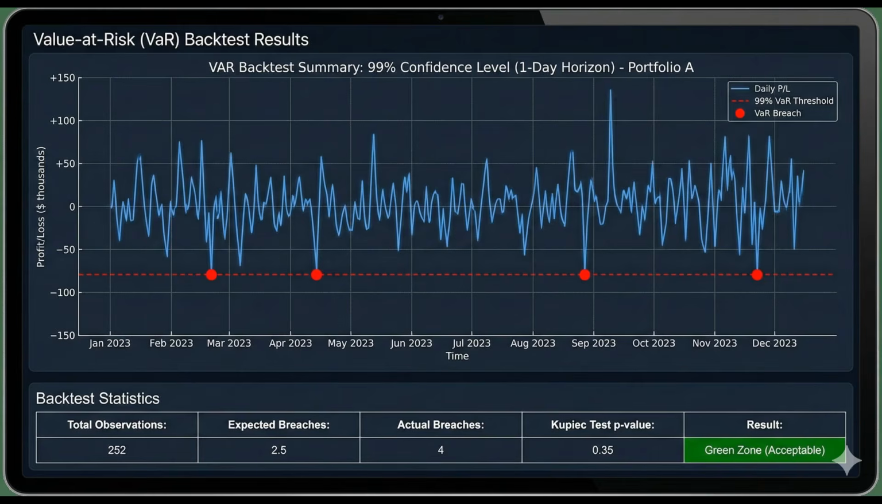But none of this is worth anything if you can't trust the models in the first place. That's backtesting. Backtesting is your validation step. It's simple, really. It compares your historical VAR predictions against what actually happened, your actual P&L, over a chosen date range. It answers the question, did my model actually predict the limits of my daily losses? It does. And the system makes it easy. It runs diagnostic tests, like Kupiec's POF frequency test, and gives you a simple green for pass or red for fail. And if you see red, you know you need to go back and adjust your parameters. Maybe switch your VAR model to one that accounts for those fatter tails we talked about.